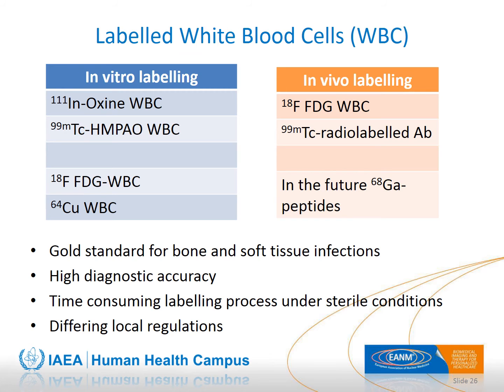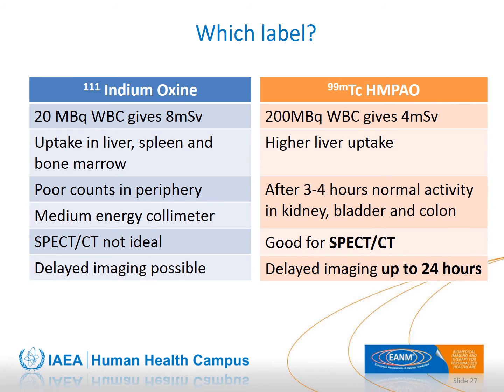White blood cells can be labeled either in vitro, outside the body, which is more commonly done, as well as in vivo, which is within the body. In vitro, radiolabels commonly used are indium oxide and technetium labeled HMPAO, while the PET labels of FDG and copper are now being considered. So the question often asked is which radiolabel for a white blood cell? Well, this depends a lot on the clinical condition that needs to be imaged.